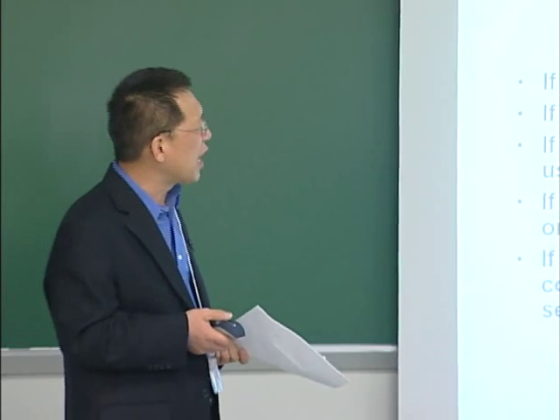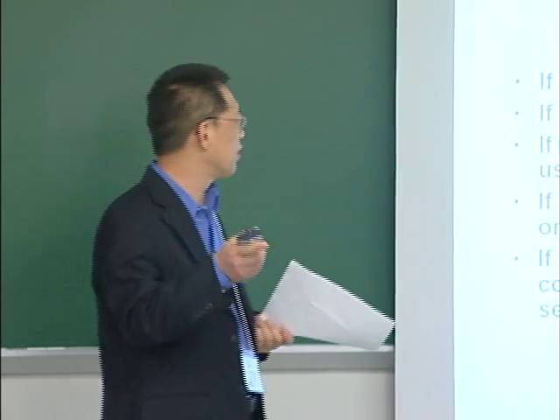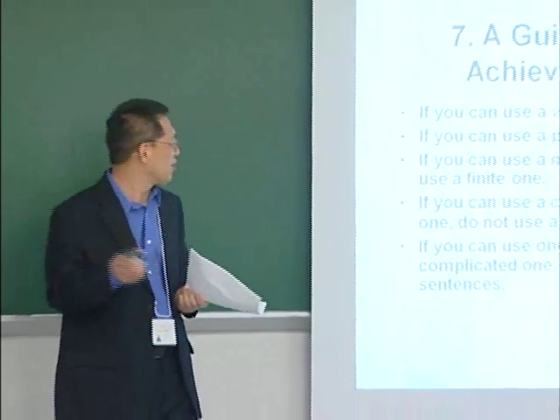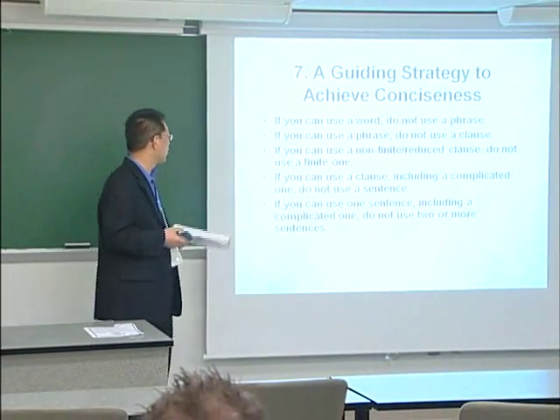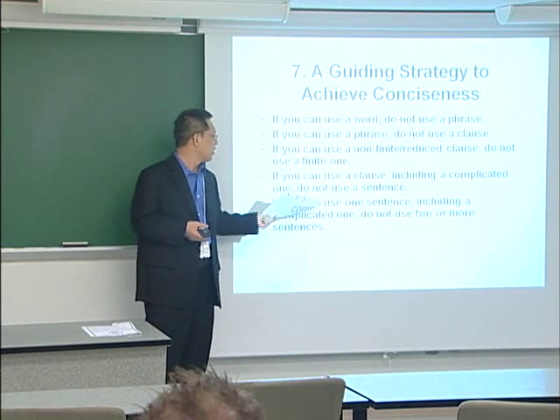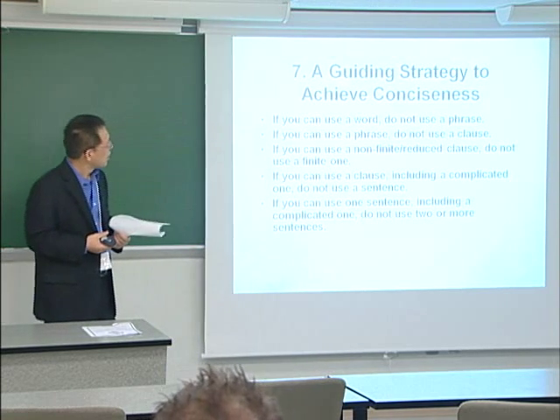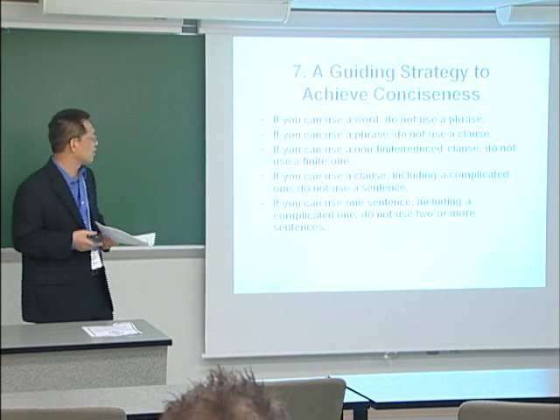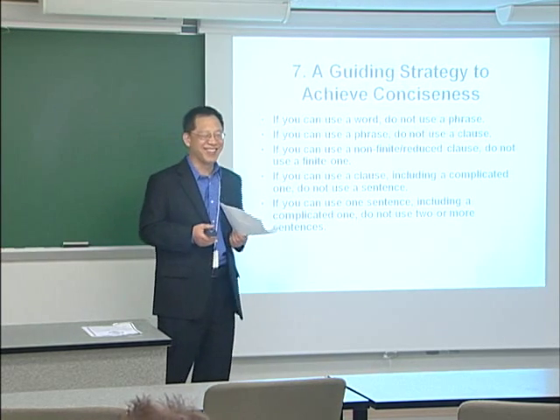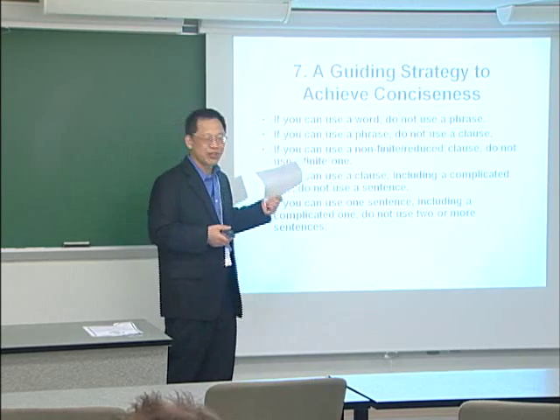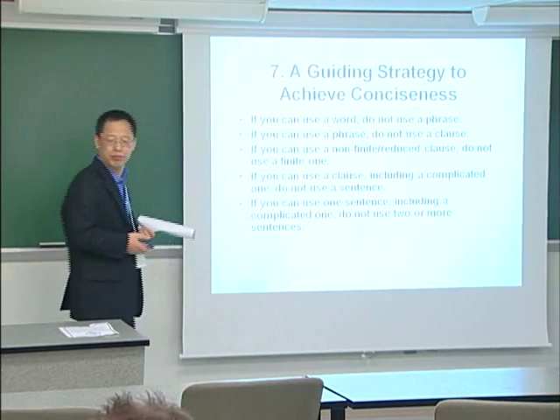Okay. Now here is a guiding strategy to help students achieve conciseness. If you can use a word, don't use a phrase. If you can use a phrase, don't use a clause. If you can use a non-finite or reduced clause, some grammar call it reduced clause, do not use a finite one. If you can use a clause, sometimes it's a complicated clause, don't use a sentence. If you can use one sentence, of course, do not use more than one sentence. It's easier said than done. Yes. It's a guiding strategy, so if students are conscious of it, they can try to achieve it. Okay? But we need to raise their awareness.